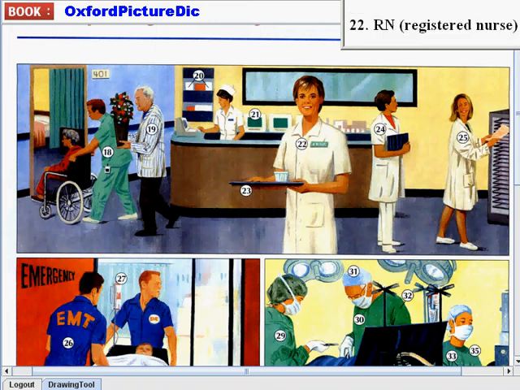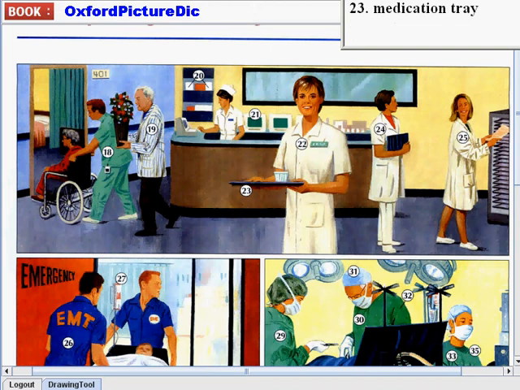And then we have, of course, the registered nurse. RN is the abbreviation for registered nurse. She's a nurse. And then we have the medication tray. She is carrying a medication tray, right?